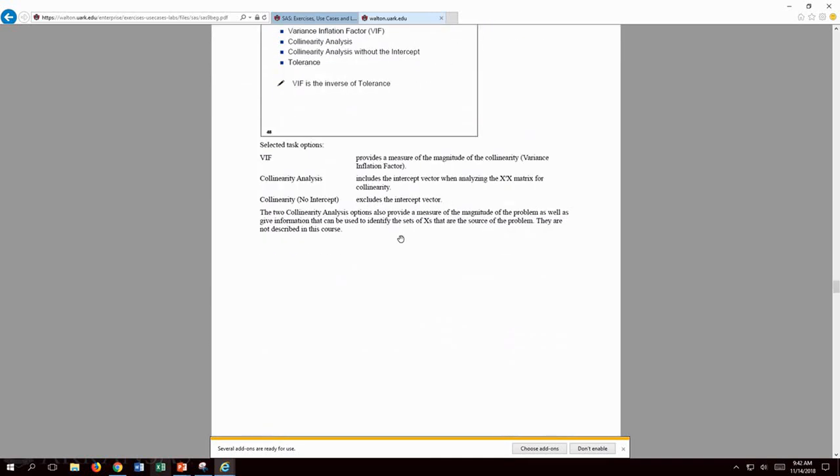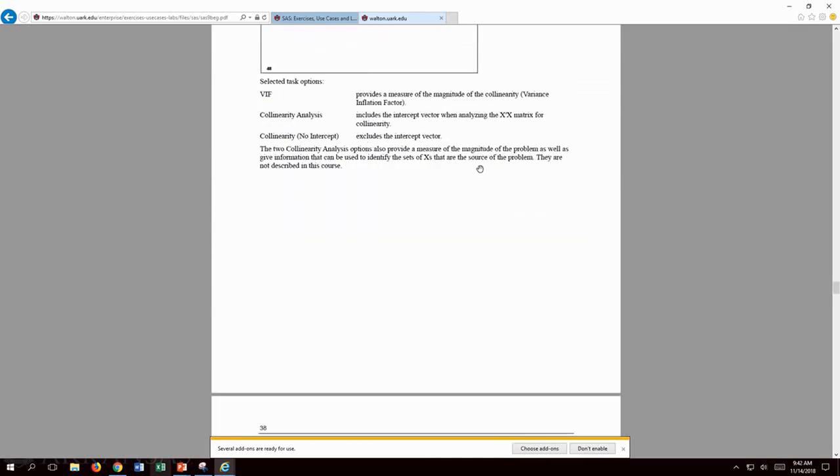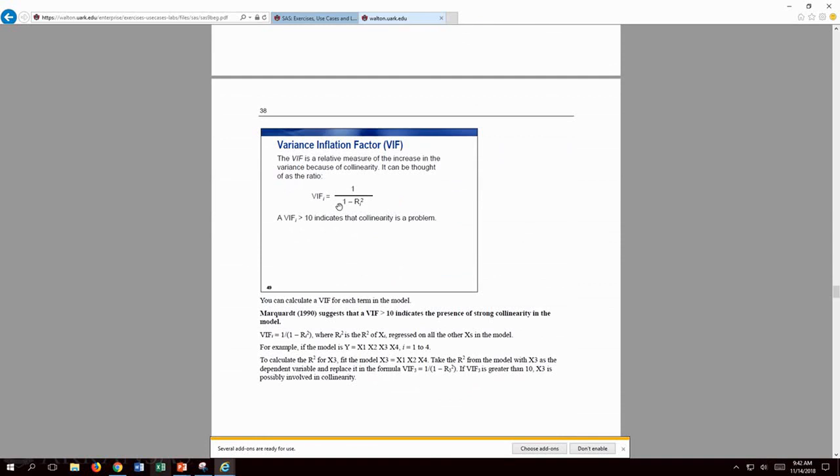As we do this, diagnostics, here we go. The variance inflation factor provides a measure of the magnitude of the collinearity. This is what I was actually trying to get to. The variance inflation factor is a relative measure of increase in the variance because of collinearity. So we're looking at 1 over 1 minus that r squared. Really we're calculating the variance inflation factor for each term in the model.